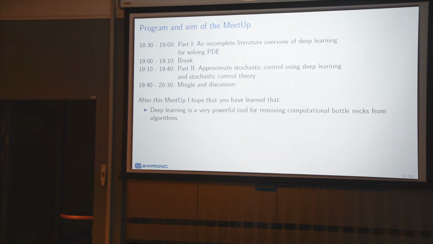So after this meetup, I hope that you have learned that deep learning is quite powerful for removing computational bottlenecks in algorithms. You know that, or many of you know that from computer vision. Some of you also know that from dynamic programming or reinforcement learning. It doesn't scale classically, but with a deep learning approximation, it scales. And also that it's promising for solving PDEs and also for real-time nonlinear control.